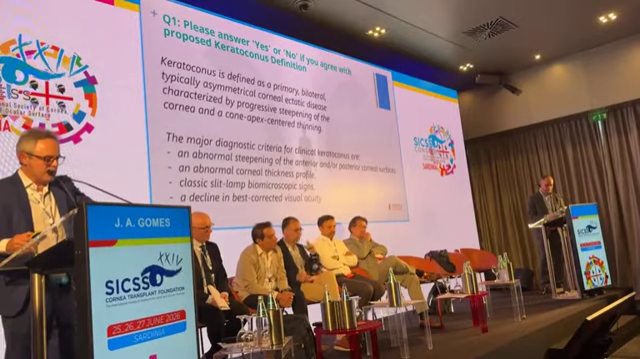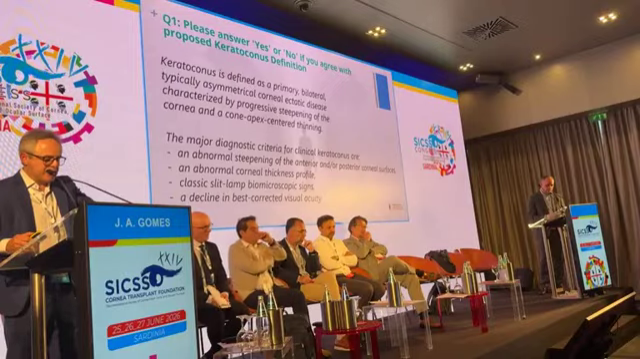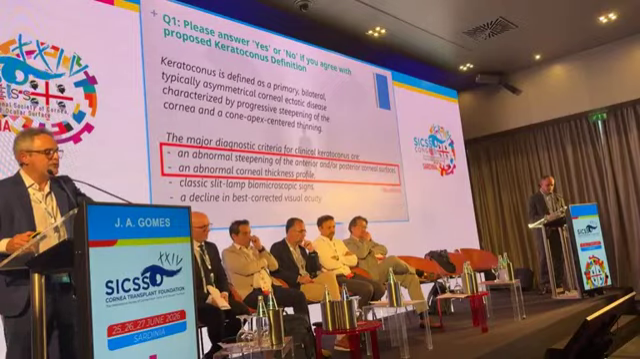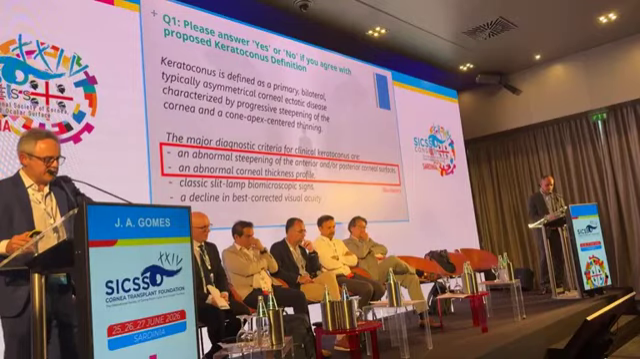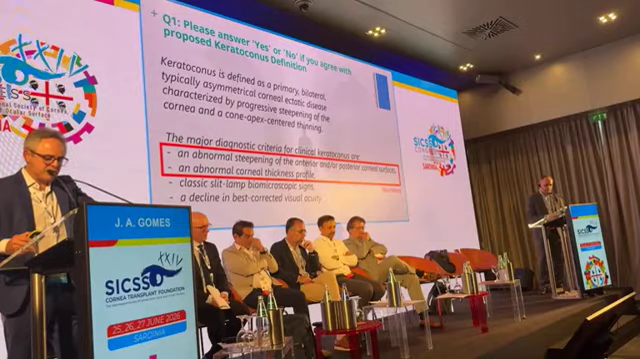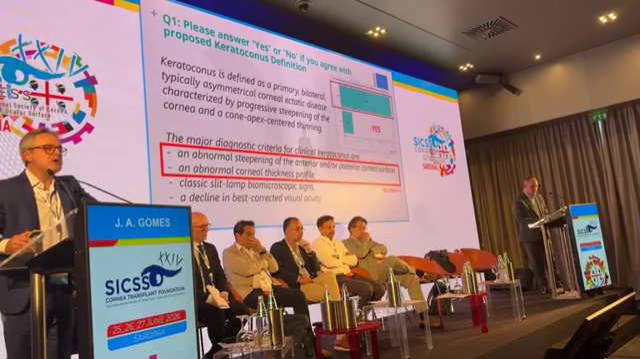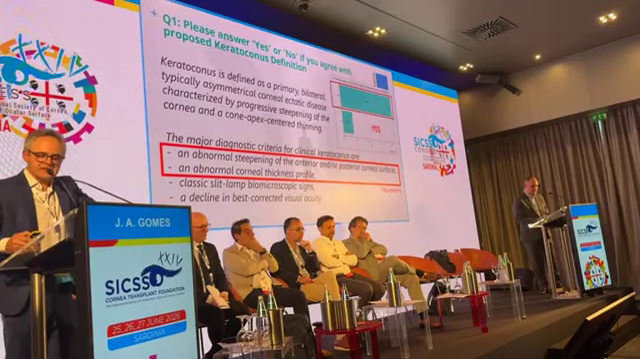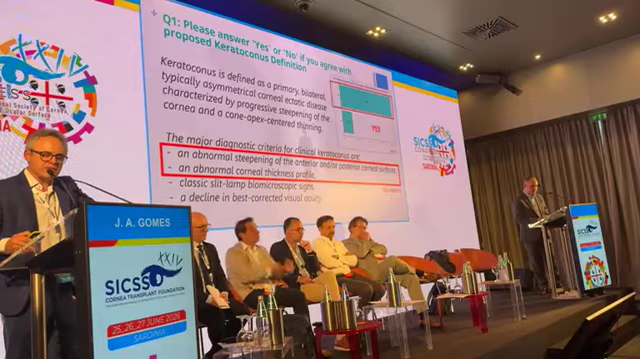Starting from definition and diagnosis, we reviewed the definition of keratoconus and we included the major diagnostic criteria. The first 2 were mandatory: an abnormal steepening of the anterior and/or posterior corneal surface, and an abnormal corneal thickness profile. And this was accepted in the consensus with almost 85% of agreement.